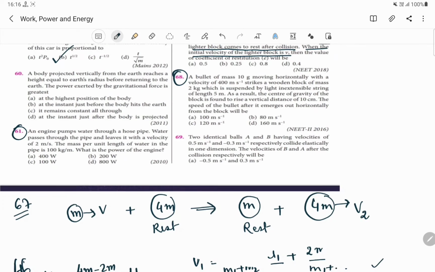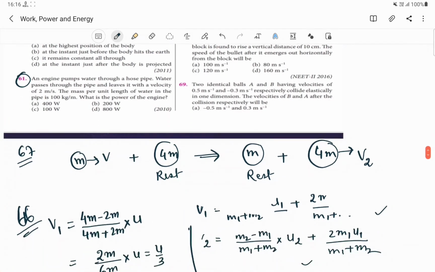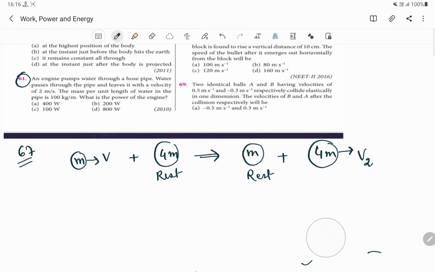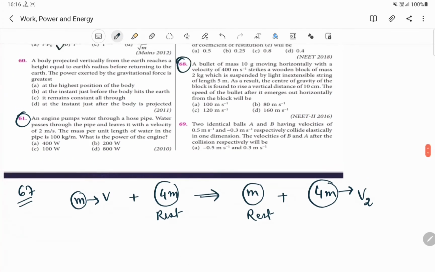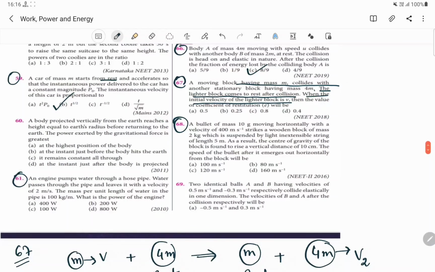We have to find out the coefficient of restitution, and for finding the coefficient of restitution we have to know the respective velocities before collision and after collision. And let us read the question very carefully. What type of collision is it?